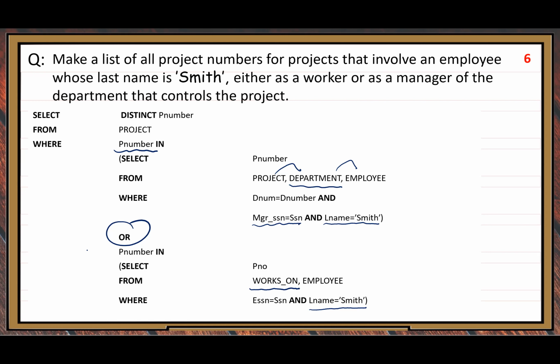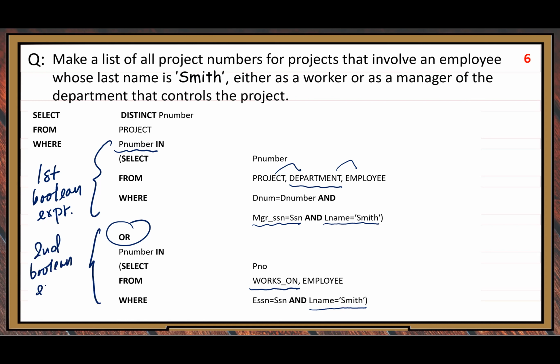Here, because either the first Boolean statement, so here, this is the first Boolean expression, and this is the second Boolean expression. So either the first one is true or the second one is true. So, or.